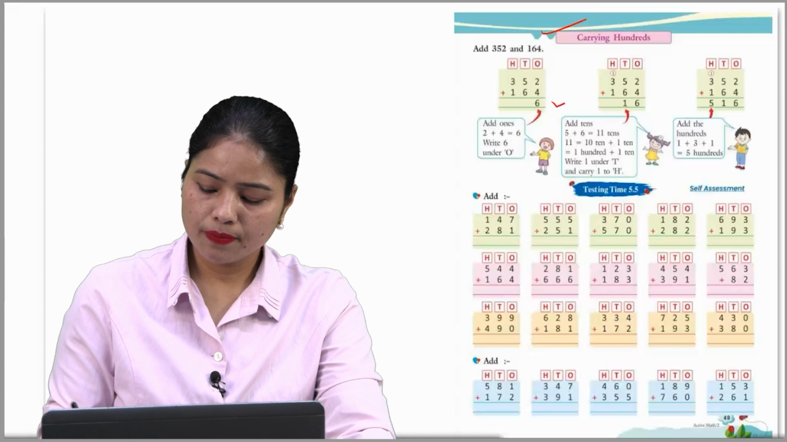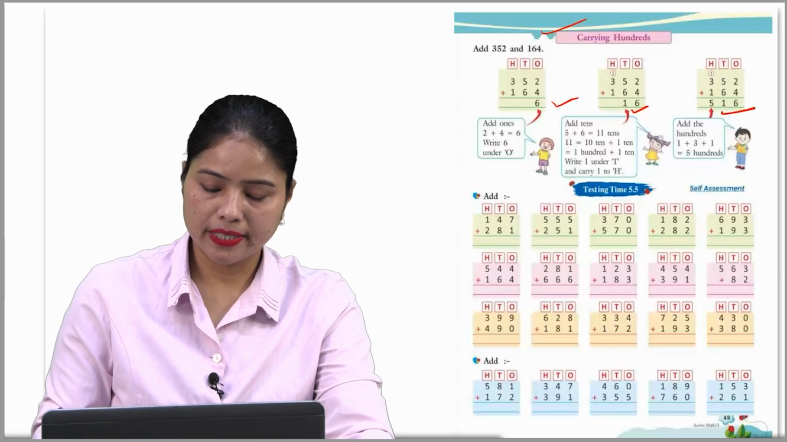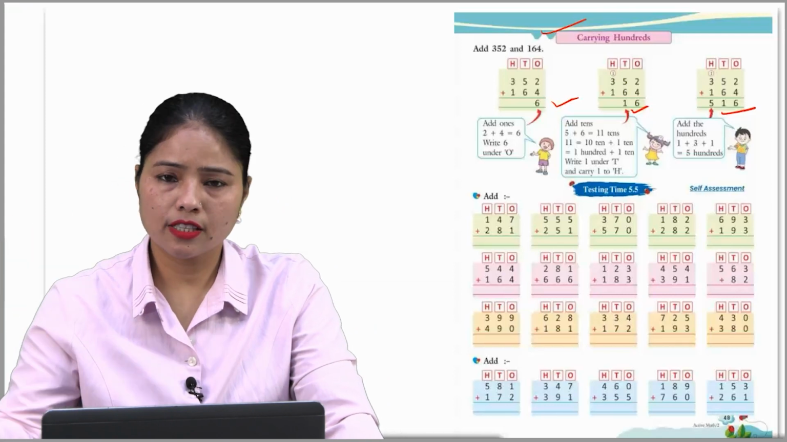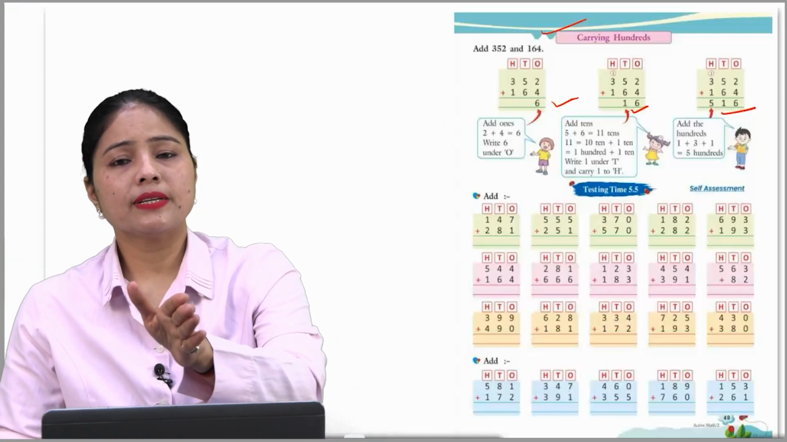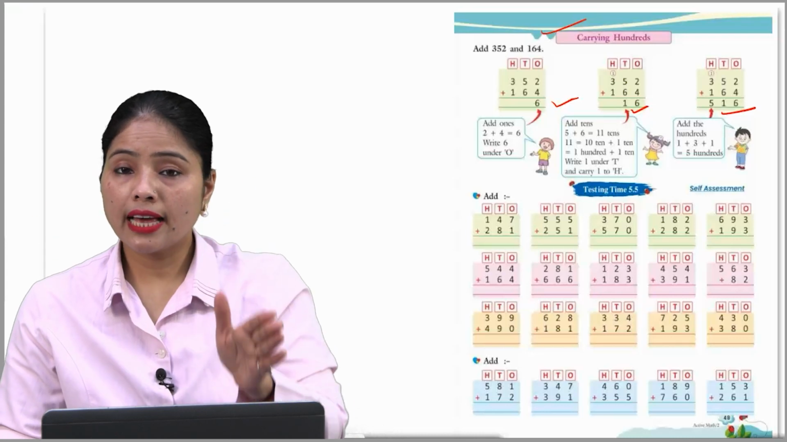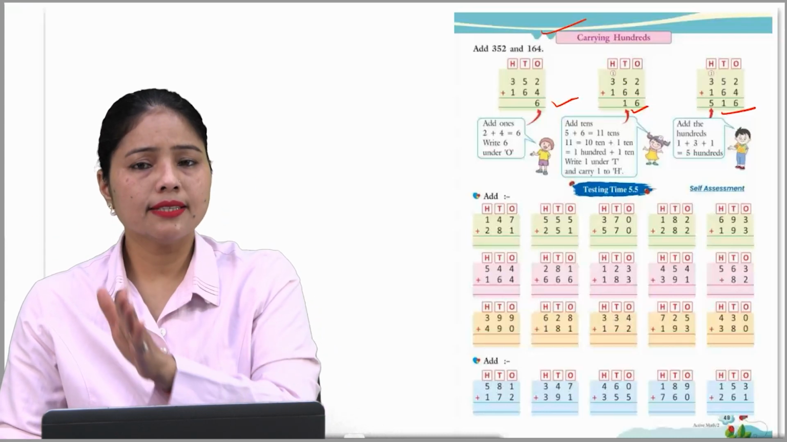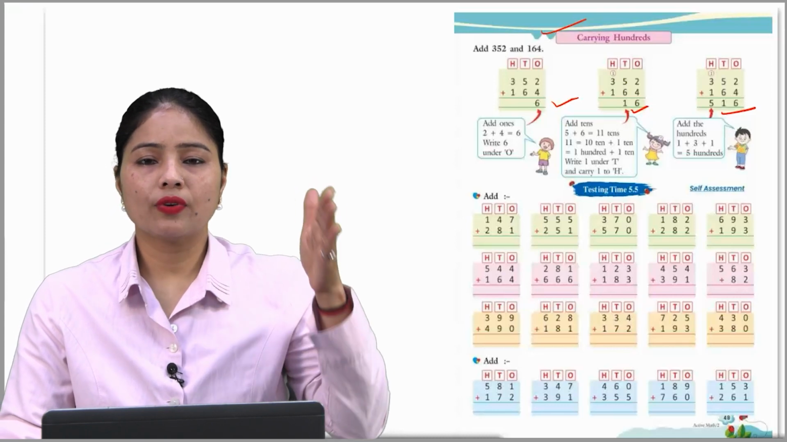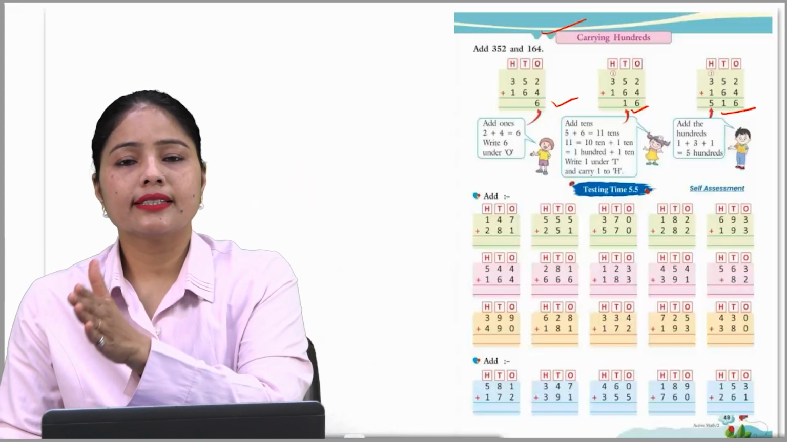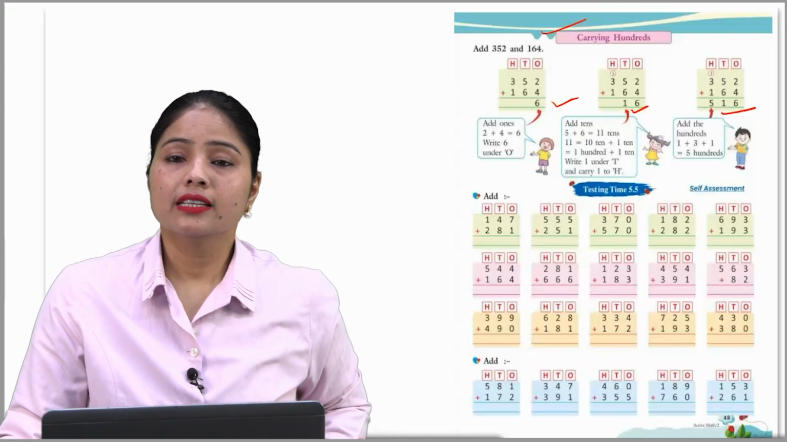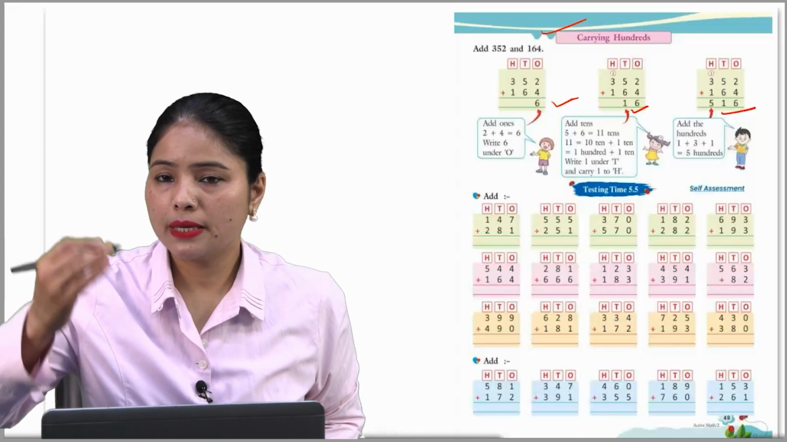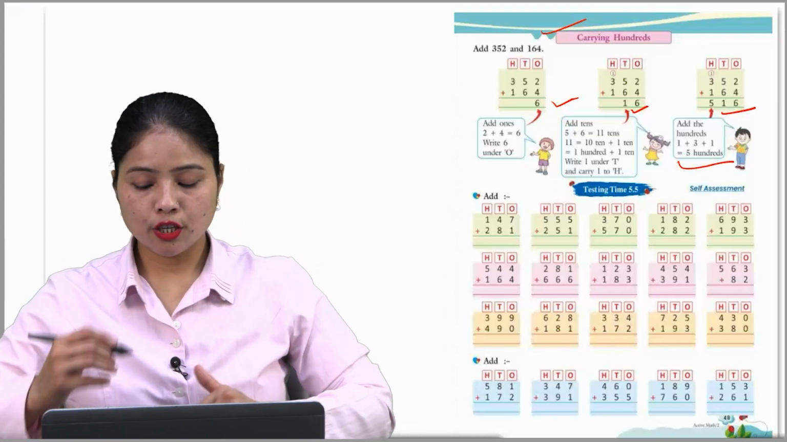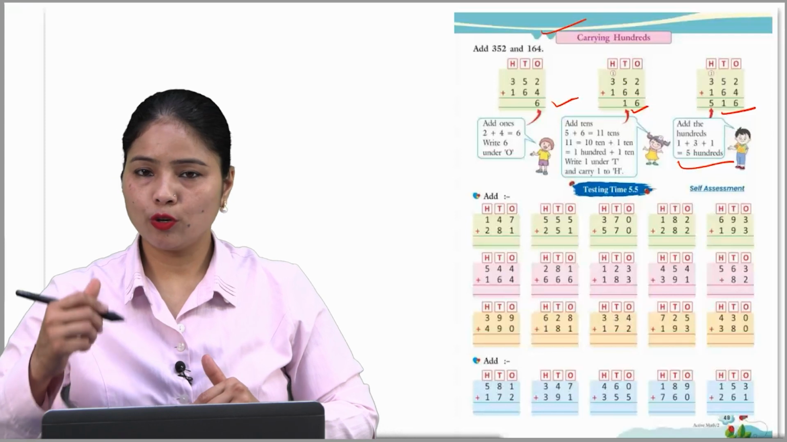Start with ones place, then tens place, then hundreds place. At ones, 2 plus 4 is equal to 6. Write 6 under ones. At tens, 5 plus 6 is equal to 11 tens. 11 tens is equal to 10 tens plus 1 ten, that is 100 plus 10. So write 1 under tens and carry 1 to hundreds. So add the hundreds. 1 plus 3 plus 1 is equal to 5 hundreds like this. So this is the method of carrying hundreds. Okay, I hope you understood.